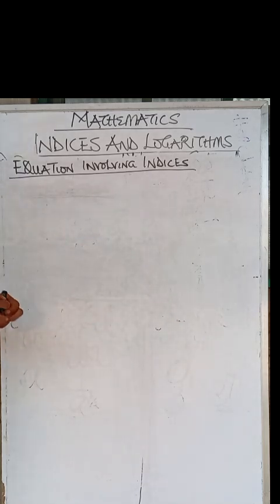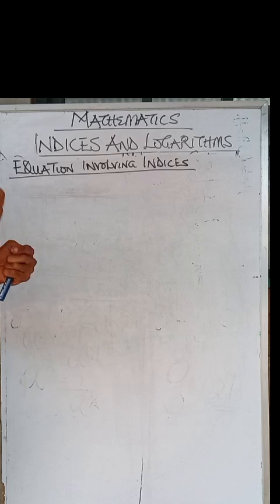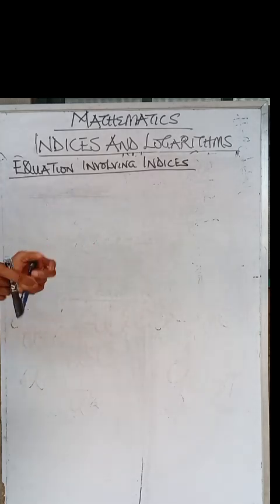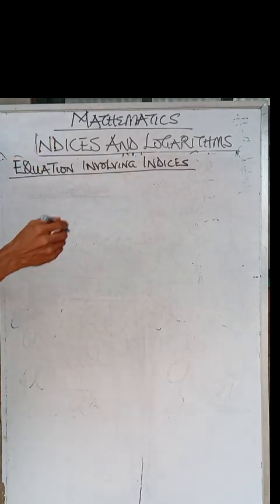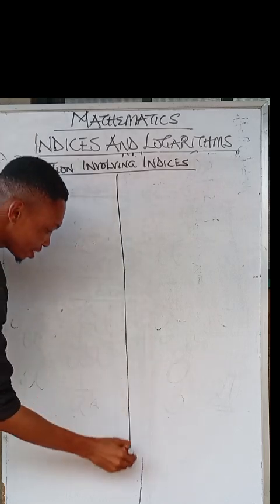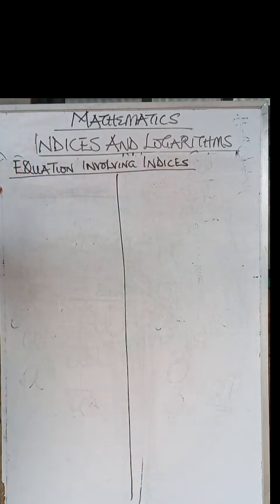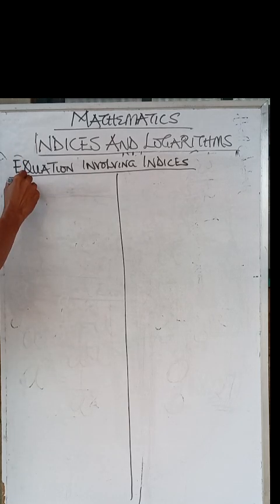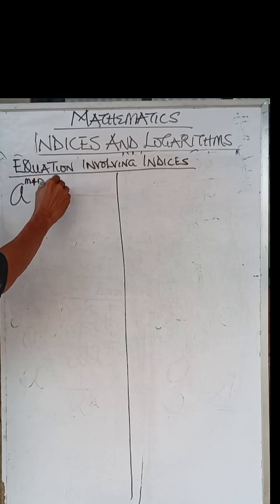Now, here we're talking about equations involving indices. This is one of the aspects of indices where we apply indices to our everyday life. But before we talk about equations involving indices, let's talk about the critical law that governs equations under indices. The first example we have is a exponent m plus n equals 1.